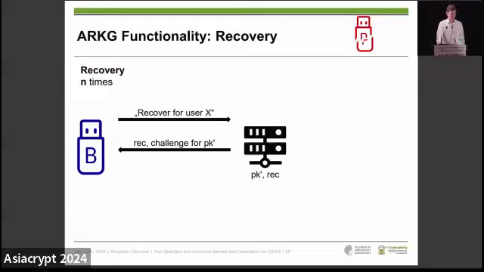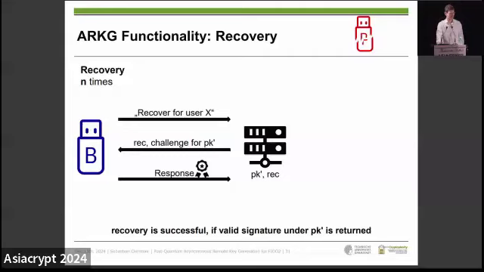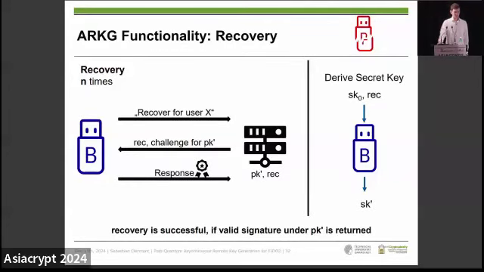Now, the backup authenticator can independently derive the secret key that is associated with this derived public key to sign the challenge and answer with a valid response. And the recovery is successful if a valid signature under the derived public key is returned. From a primitive level, there's an algorithm for deriving secret keys, which takes as input an initial secret key, as well as recovery information, and returns the derived secret key that is used for calculating the response.